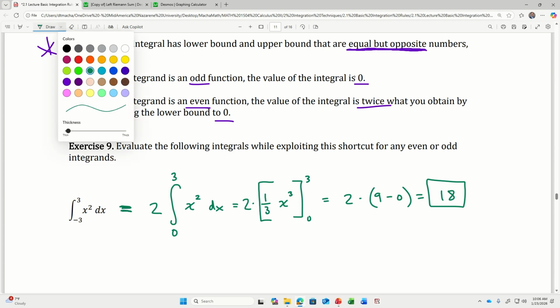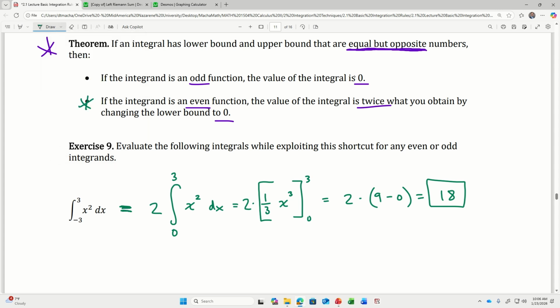So what's the reason for this? Why do we know this always, always, always has to work? Well, if I have an integral like this, where I've got some negative lower bound and some positive upper bound, let's say, and this is an even function. We'll call it e for even. It's an even function of x. Well, I'm going to take the antiderivative, and when I take the antiderivative, it's going to change that even function into an odd function.